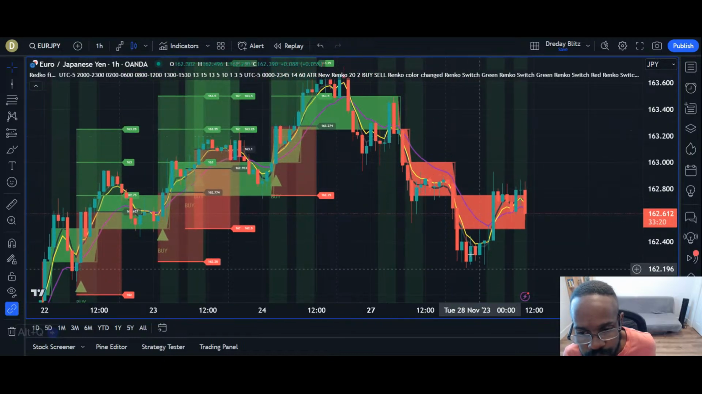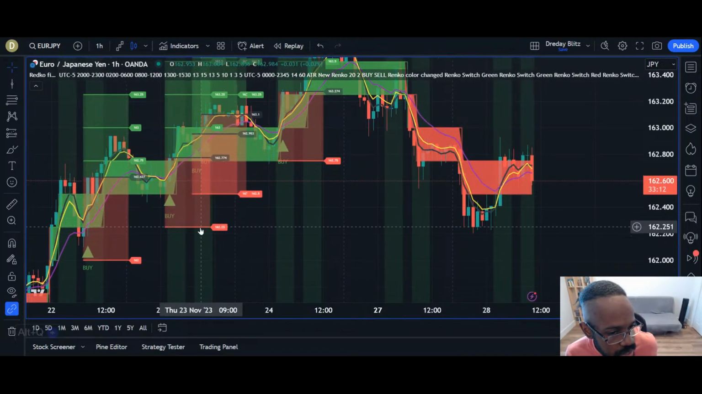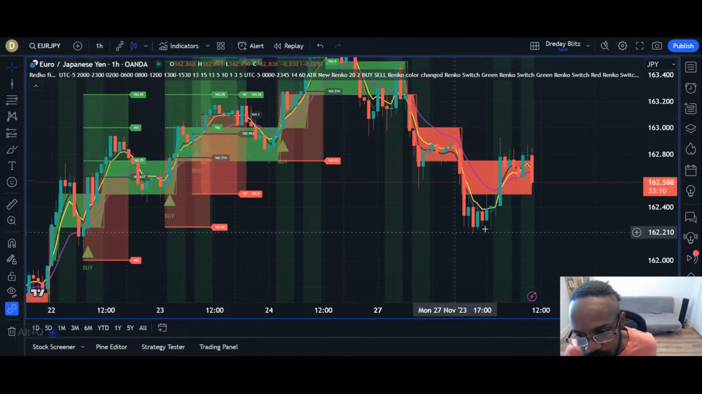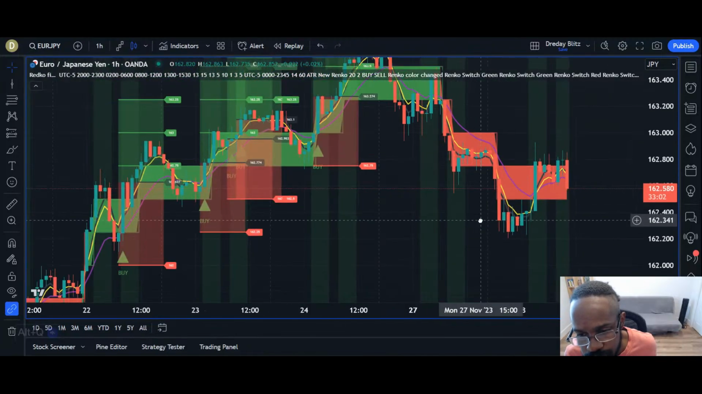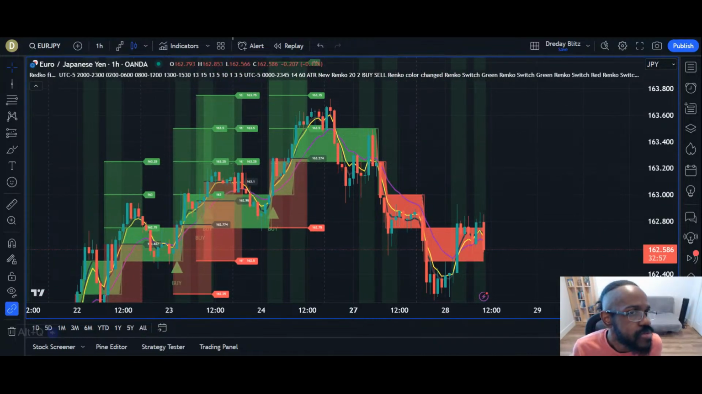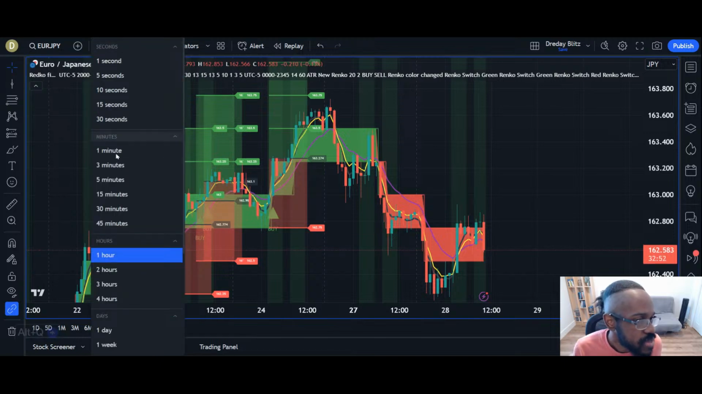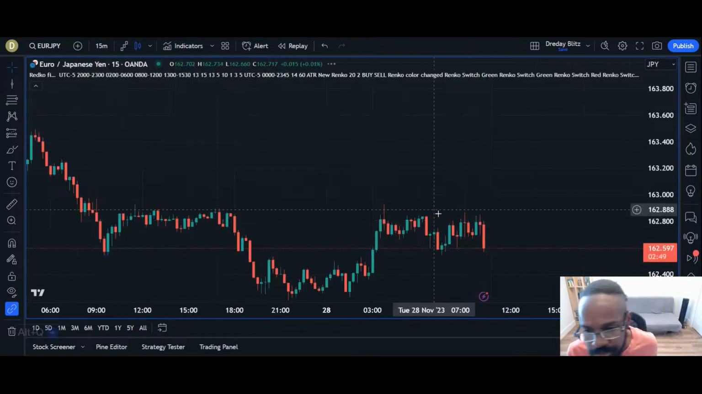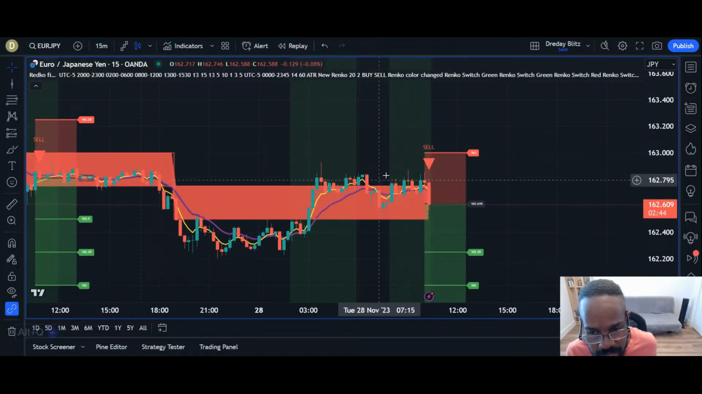So that's 1, 2, 3 zones of profit, even 4 zones. If you look at the price here, it went to this price basically. And it's always going to go to the top or the bottom of previous Renko zones most of the time. Okay. So this is the 1 hour chart. Let's look at the 15 for Euro JPY. We do have a sell signal here that came out.